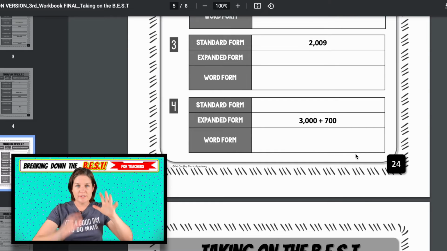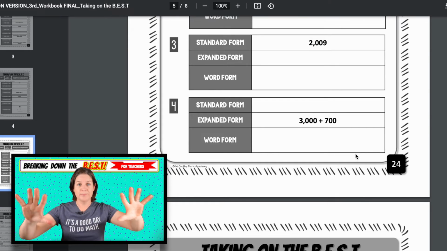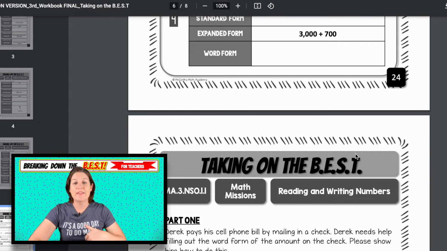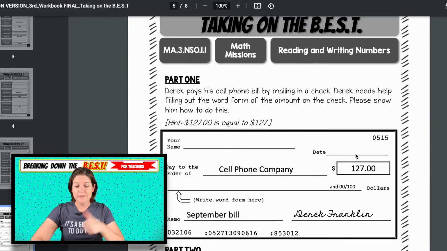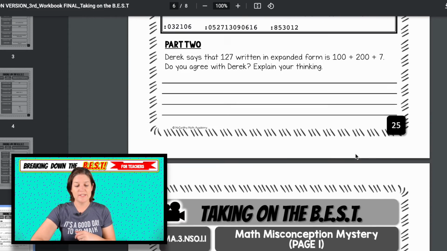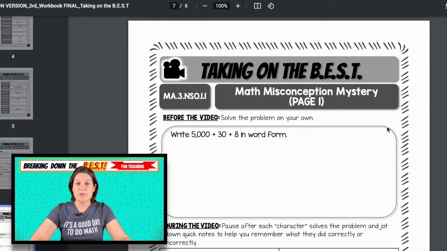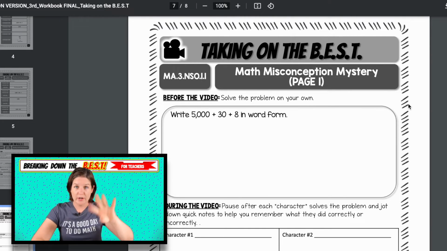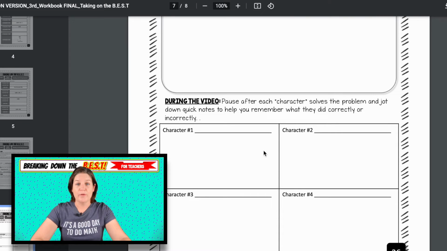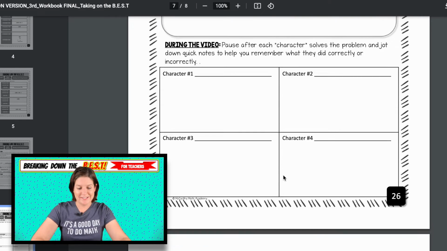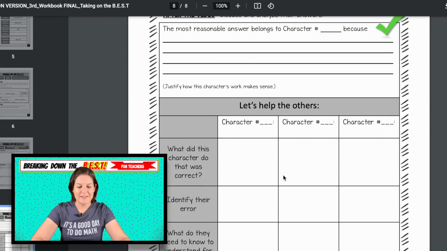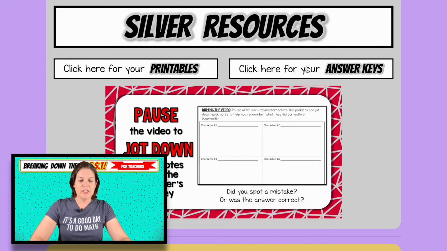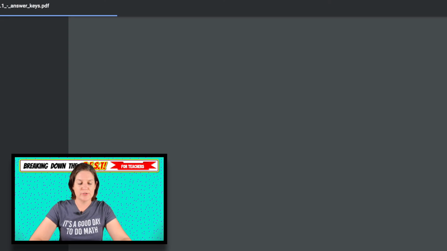Basically, the whole thing with the math missions is to take the learning up a notch. With the video lessons, they're getting exposed to the content. With the extra practice, they're sharpening up those skills so that they can be ready for math missions, which is like this, a math task for every standard, and math misconception mystery, which is the video that I showed you before that has the 4 characters, and one of them solves it correctly. The rest of them do not, and why? All right, and then here's where they can fill it out. Okay, you also, in the silver package, you get access to the answer keys.